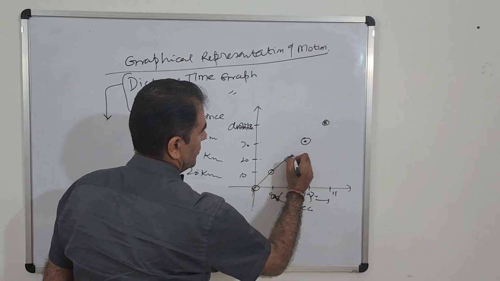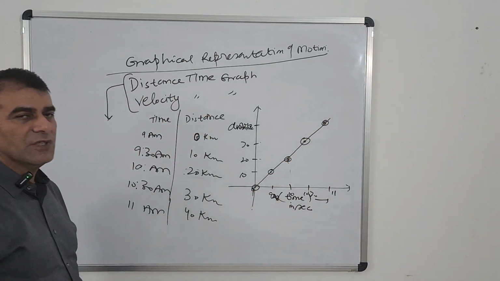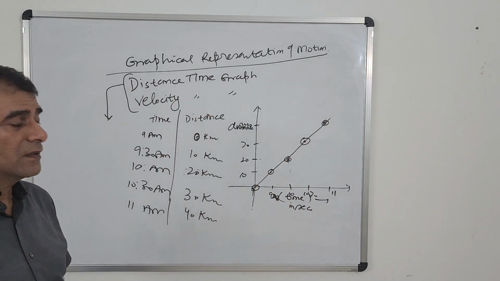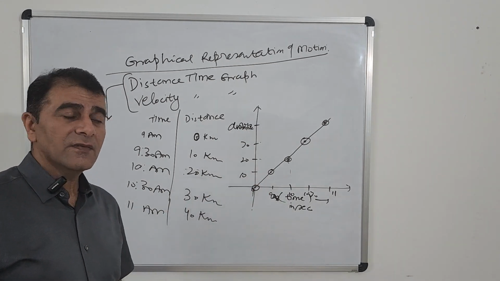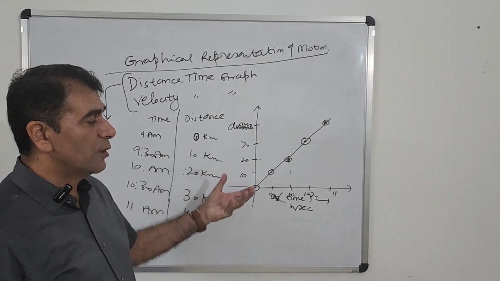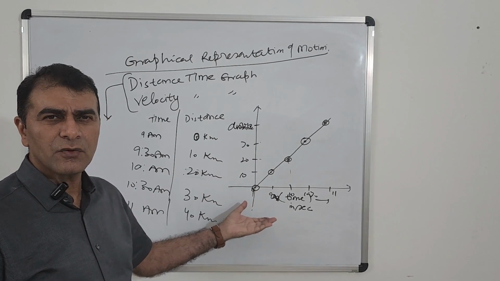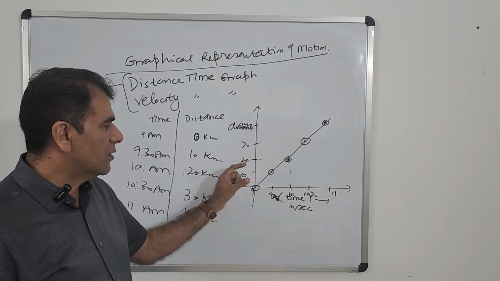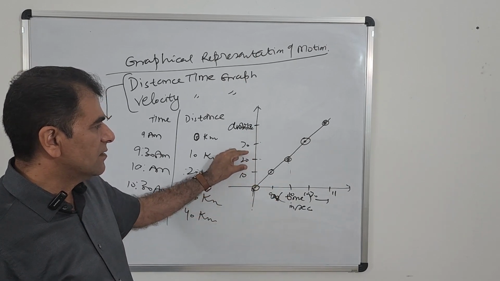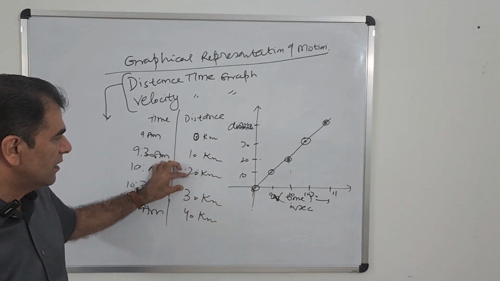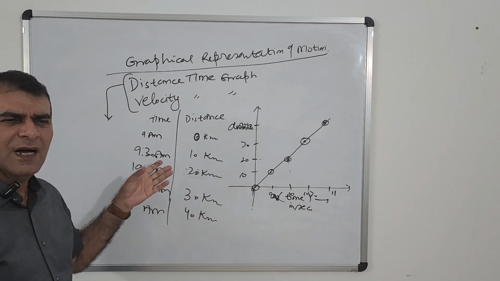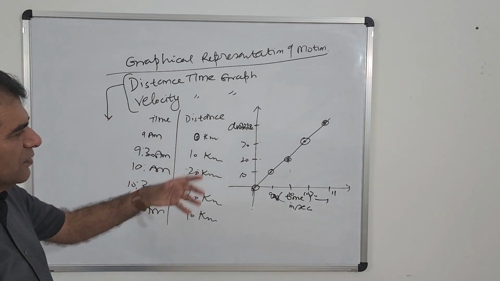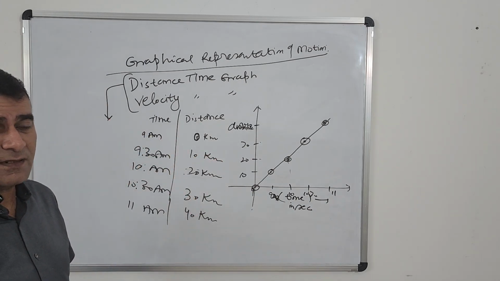When you join these points, it comes out to be a straight line. Whenever the motion is uniform, as I've told you earlier, in equal intervals of time, equal distance is covered, like 10, 10, 10 in each 30 minutes. What is new in today's lecture?